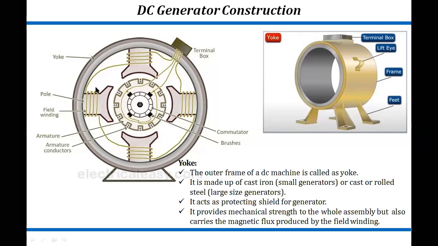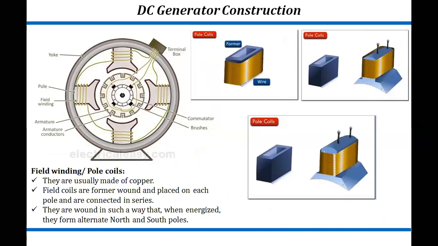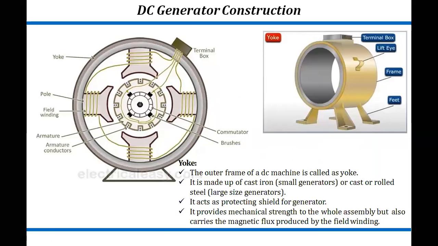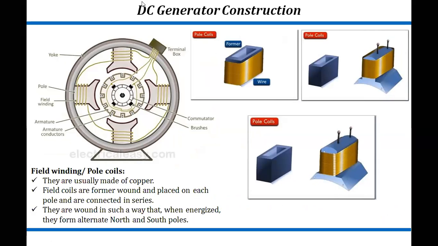After that, what are we using here? We are using the poles. These are the solid poles, and we can make these poles by using steel. After that, when we are using the poles, at that time we will require the pole shoes. The same diagram I have drawn again. What we are saying here, the outer covering we are calling a frame. After that, there is a yoke which gives protection to the assembly of the DC generator.